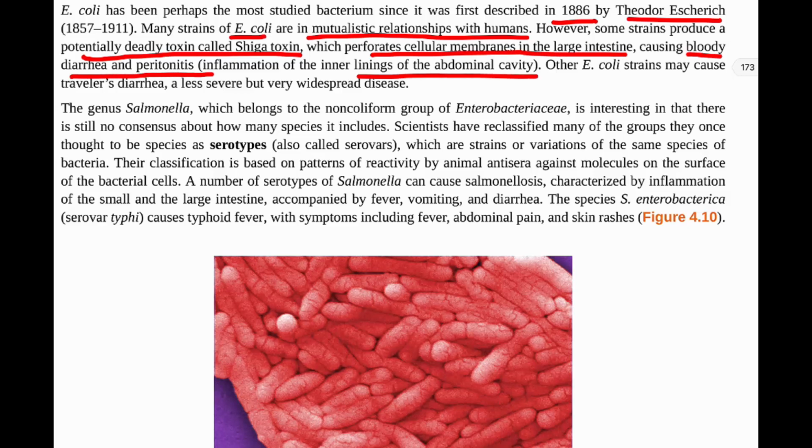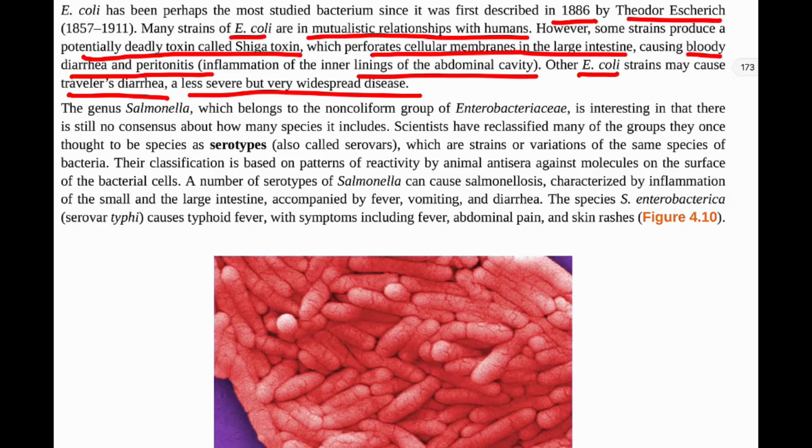So some E. coli strains produce a Shiga toxin, which can cause the bloody diarrhea. It's perforating those cellular membranes, so it's bursting cells. And then other E. coli strains may cause traveler's diarrhea, which is less severe but a more widely spread disease. That's the one that I think most people are most familiar with, getting an E. coli infection. Then you get some diarrhea as your body's working through getting rid of that, and it's usually a little bit more short-lived.